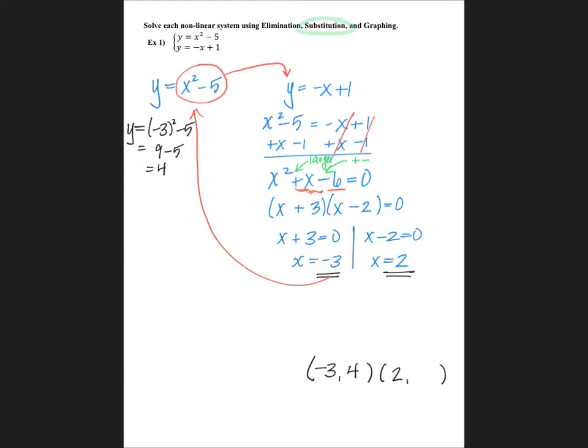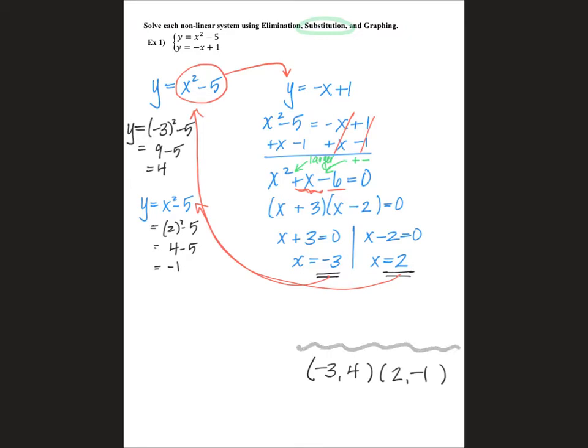And my second one, if I substitute that 2 back into this original equation, which was y is equal to x squared minus 5, I'm now replacing that x with a +2. So I'm going to have a +2 squared minus 5, or 4 minus 5, which is -1. So that means my second value for my y is -1. So those are my two solutions.